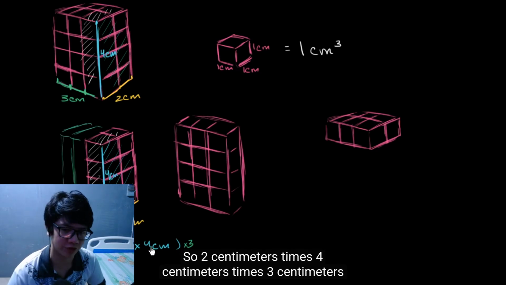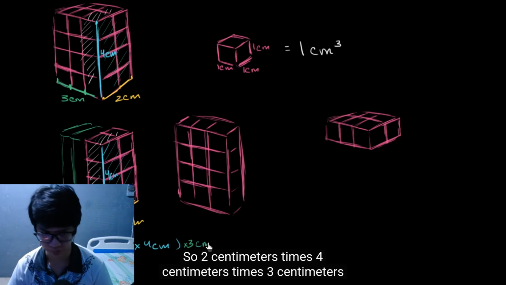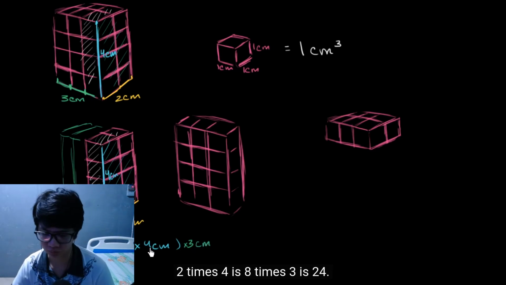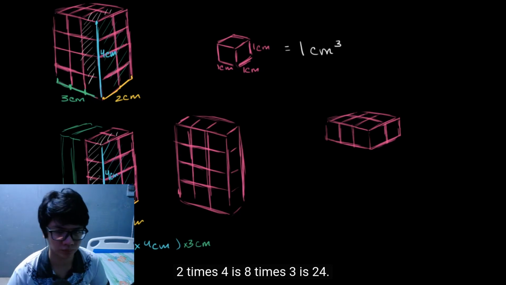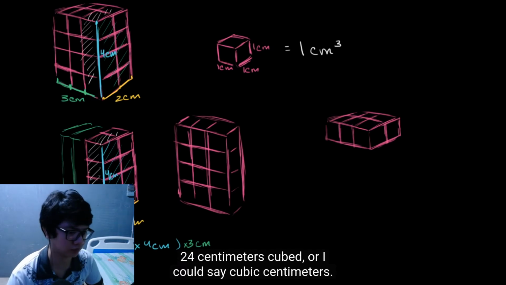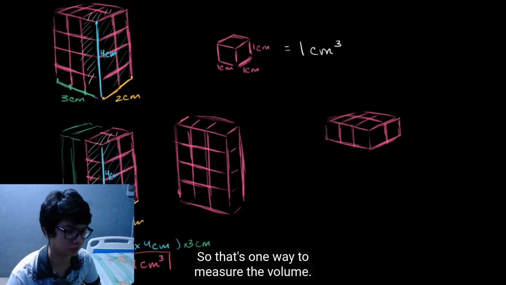So 2 centimeters times 4 centimeters times 3 centimeters would give us our volume. Let's see if that works out. 2 times 4 is 8, times 3 is 24. 24 centimeters cubed, or I could say cubic centimeters. So that's one way to measure the volume.